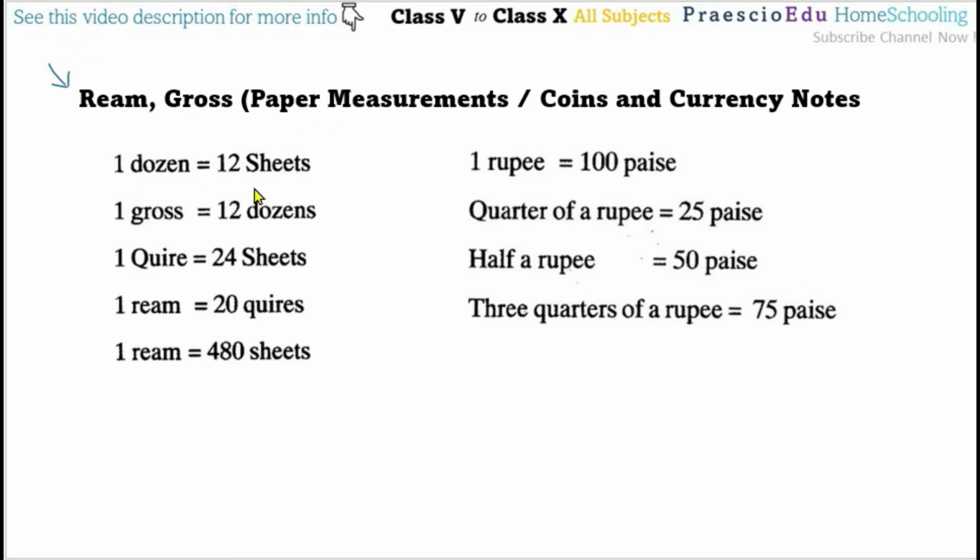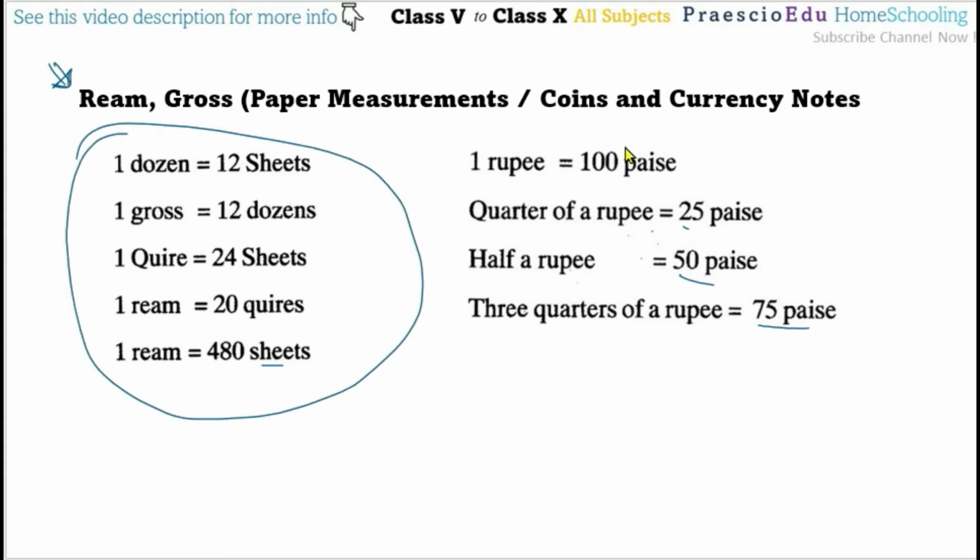1 dozen is equal to 12 sheets, 1 gross is equal to 12 dozens, 1 quire is equal to 24 sheets, 1 ream is equal to 20 quire, and 1 ream is equal to 480 sheets. Now in currency, 1 rupee is equal to 100 paise, we know. Then a quarter of a rupee means 25 paise, half a rupee means 50 paise, and 3/4 of a rupee means 75 paise. So these are the main and very important information. Always remember all this information.